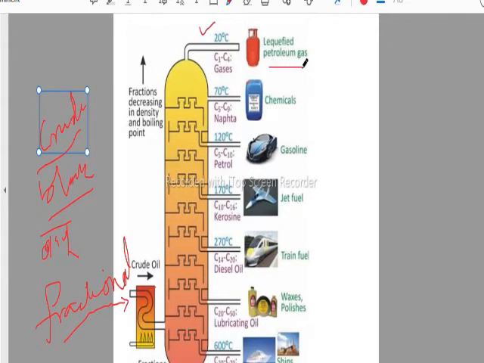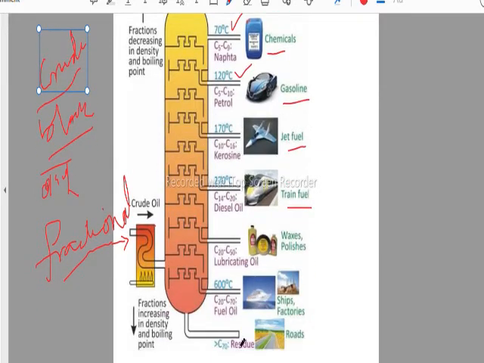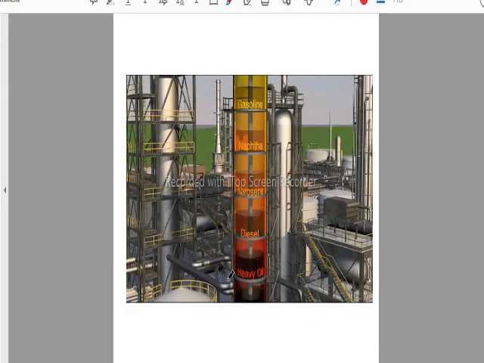and when the temperature rises up to 20 degrees Celsius, we will get liquefied petroleum gas. As the temperature rises up to 70 degrees, we will get chemicals. At 120 degrees Celsius, we will get gasoline. At 170, we will get jet fuels. At 270, we will get diesel fuels, and at the end we will get residues, that is called bitumen, right, for surfacing the roads. Bitumen we will get at the last at 600 degrees Celsius.